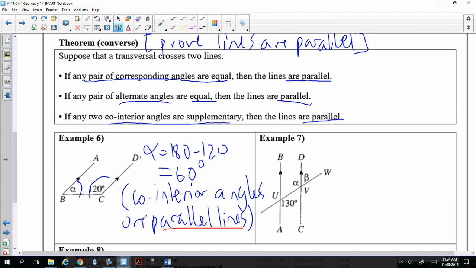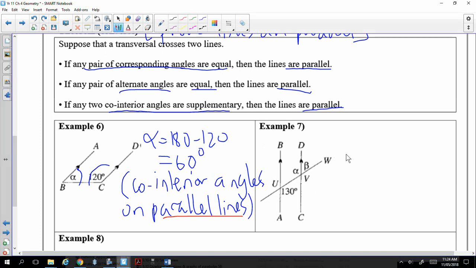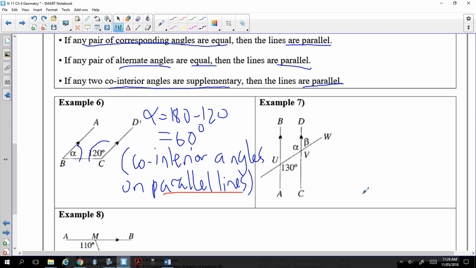Let's look at the next question. We're going to find beta and alpha. One is easier to find than the other. Which one should we find first? Alpha. What's the reason? Yes, very nice. So you write alpha equal to 130 degrees, and the reason is alternate angles on parallel lines.